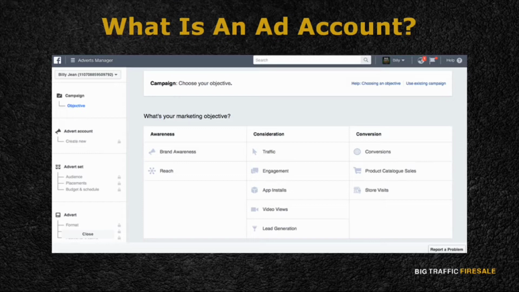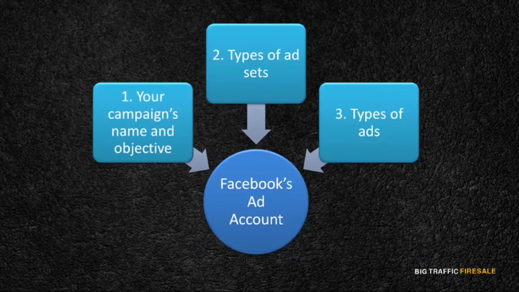When you've accessed the account, you will automatically see different campaign objectives that are already listed by Facebook, which range from awareness to conversion. The ad account functions to organize your advertisements according to your selected campaigns and their respective goals. There are three main categories in which the Facebook ad account uses to organize your ads. 1. Your campaign's name and objectives. 2. Your ad sets, which include targeting, budgeting, bidding, placement, schedule. 3. Types of ads, which include copy, images, media, destination.